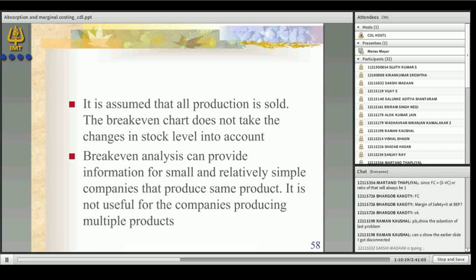Now in break-even, it was assumed that all products are sold. Again, that's not a practical assumption. The break-even chart does not take changes in stock level into account, so the assumption is there is no closing stock. But when there is a closing stock, how break-even should take care of that is not actually addressed by break-even. It suits small and relatively simple companies that produce the same product. It is not useful for companies producing multiple products.